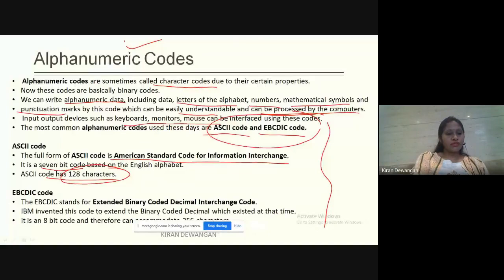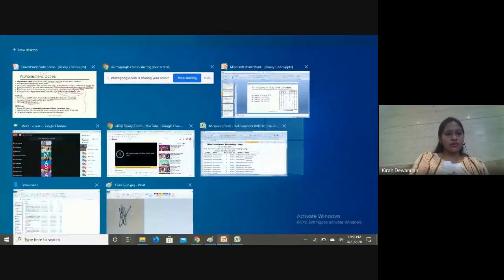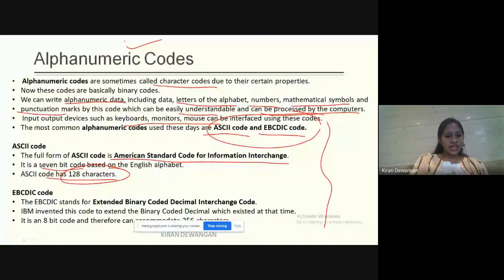ठीक है, now coming to the next one, EBCDIC code. EBCDIC is Extended Binary Coded Decimal Interchange Code. इसका pronunciation ऐसे रहता है, EB is EB, C is used as it is, then DIC. ठीक है, so Extended Binary Coded Decimal Interchange Code.